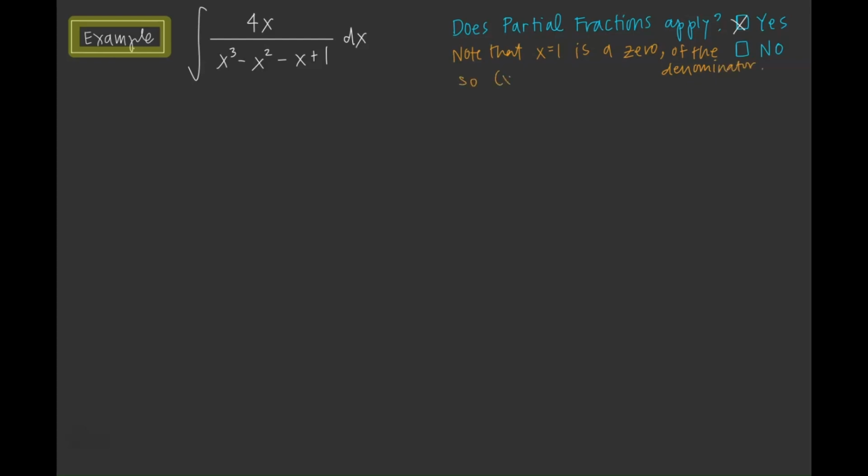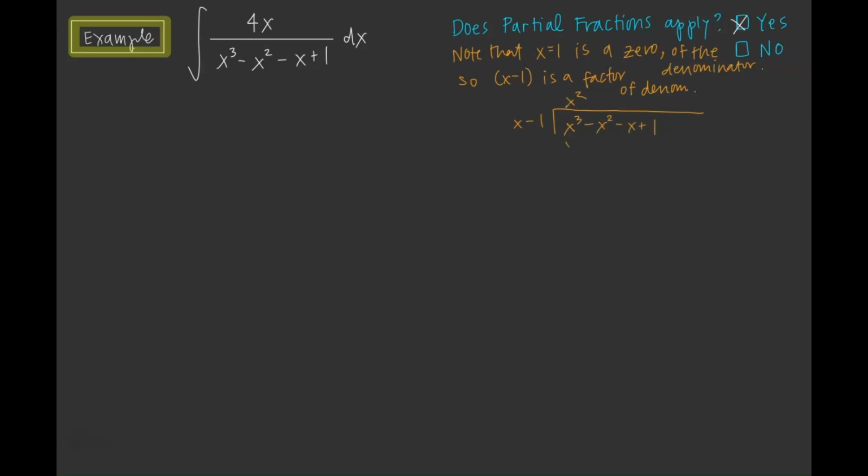So x minus 1 is a factor of the denominator. Once I know that, I can do a little bit of polynomial long division to find the other factors. And so we have x cubed minus x squared minus x plus 1.